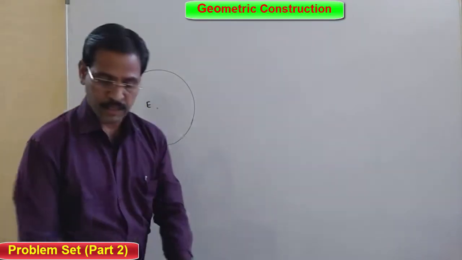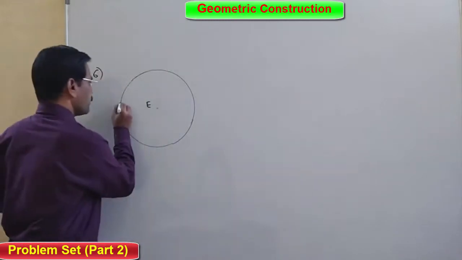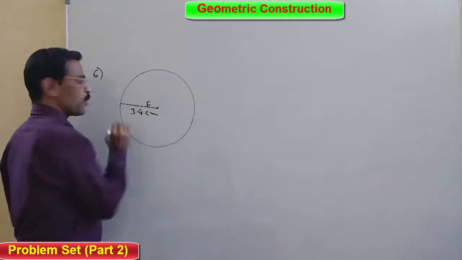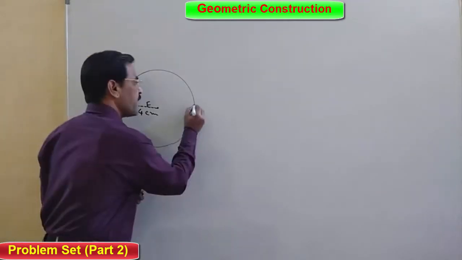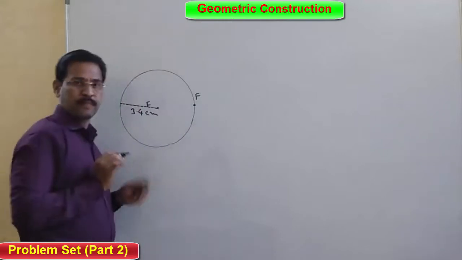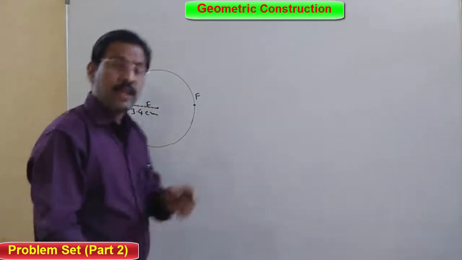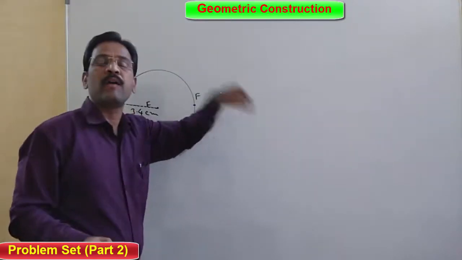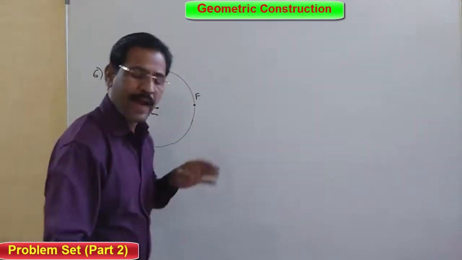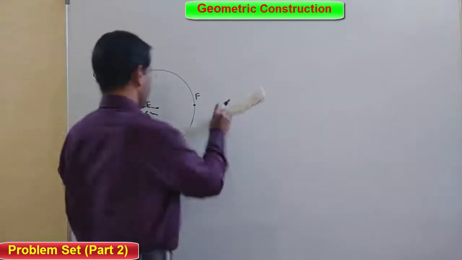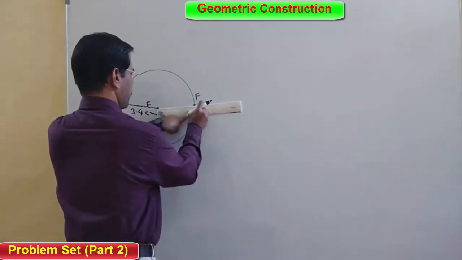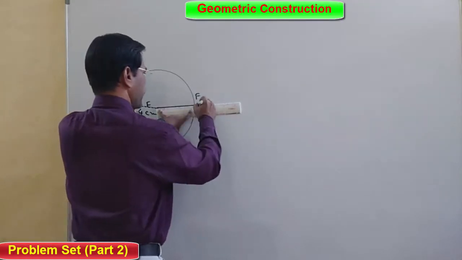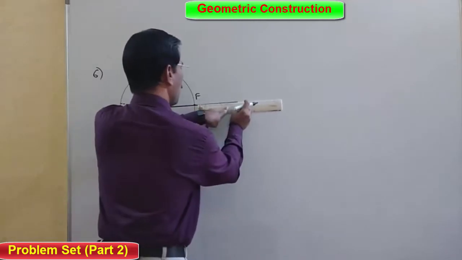This is a circle of radius 3.4 centimeter. This is E. Now on the circle, we have to take a point F anywhere. After that, we have to join this EF and extend. On that extended part, we are going to take the point A. I'll just extend here. Look friends, first join and extend, like this, and extend some more part also.